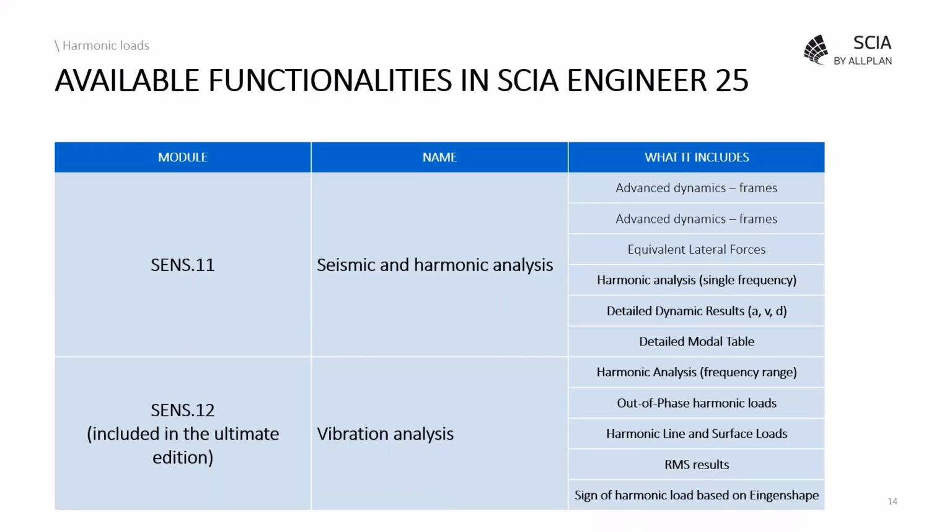But if you need to access the new functionalities, they are available in the vibration analysis module, which is included in the Ultimate Edition of SCIA Engineer. This will include the harmonic analysis using a frequency range. You will have out-of-phase harmonic loads. You can also apply harmonic loads which are line and surface loads. You get access to RMS results and the sign of harmonic loads based on an eigenshape.